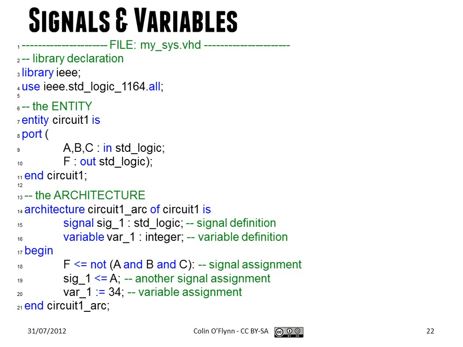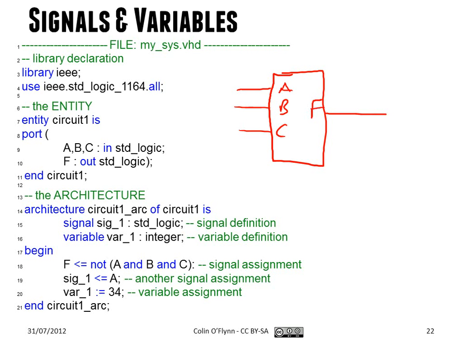So here is a typical-ish VHDL file. We can see we have three input ports, so you could draw it as having A, B, C, and an output port F. When they say it's standard logic, what this means is that it's just one bit. And the standard logic type is either 1 or 0, or it should be 1 or 0, or Z being high impedance. Potentially it can be other values, but we won't worry about those now.